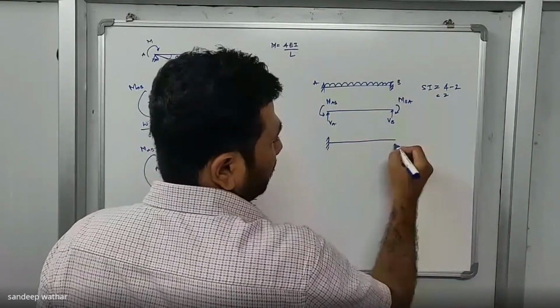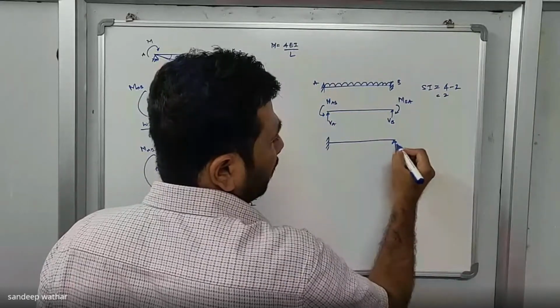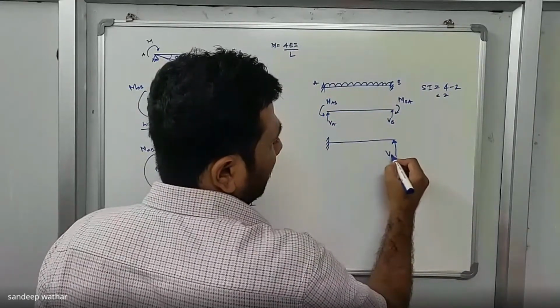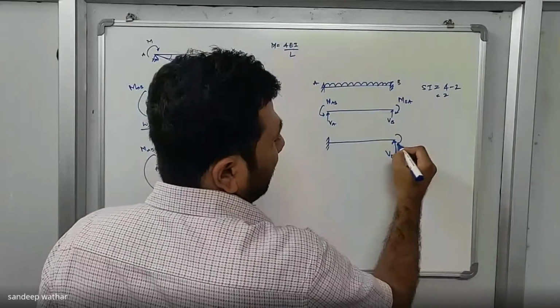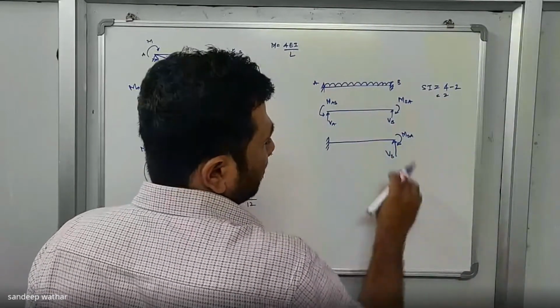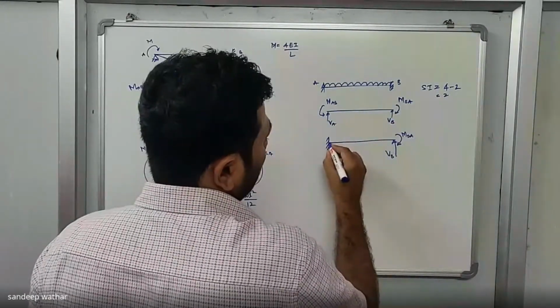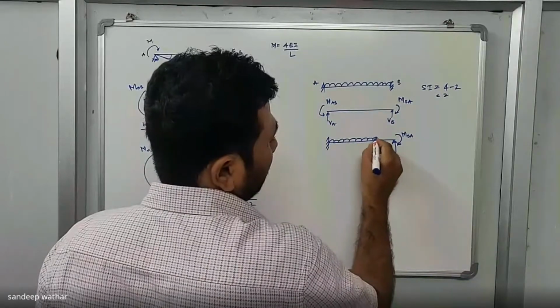So I'll release these two. If I release these two, what should I do? I have to apply them as forces. So I have to apply VB as a force. Then I have to apply the moment as a force. So this is the moment reaction. This is the vertical reaction, which I applied as forces. And over that, you will apply the UDL.